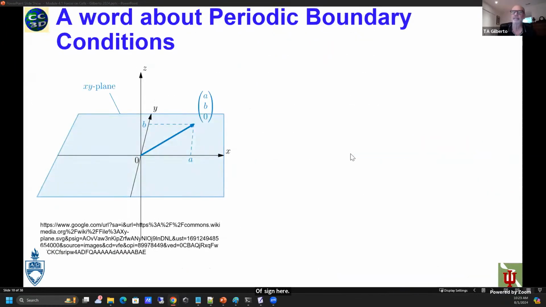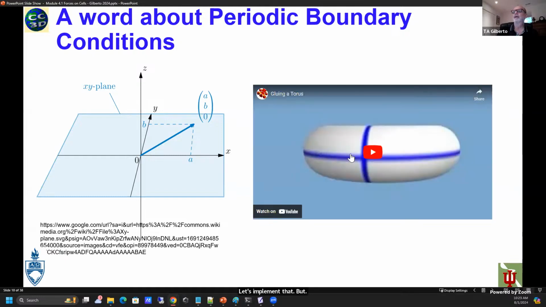Let's implement that. But now a few words about periodic boundary conditions. We have been dealing with periodic boundary conditions. Pedro yesterday talked a lot about boundary conditions, but I think we have to understand what that means. A periodic boundary condition says that, for example, here is your xy plane, and this is a coordinate in your xy plane.